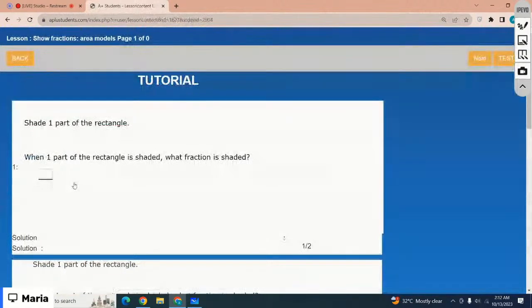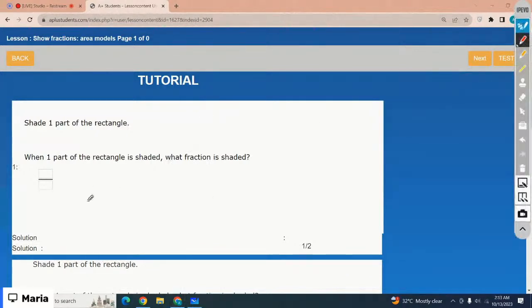Shade one part of the rectangle. When one part of the rectangle is shaded, you can see the rectangle has total two portions, right? When you color one portion, it would be 1 out of 2 because the rectangle has 2 total portions and one of them is shaded, right? Let's just start with the test questions.